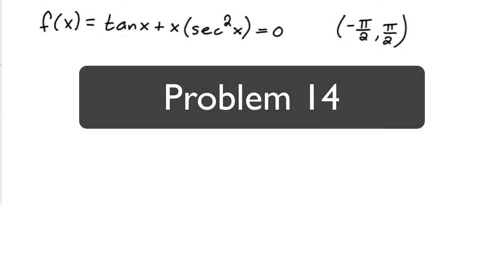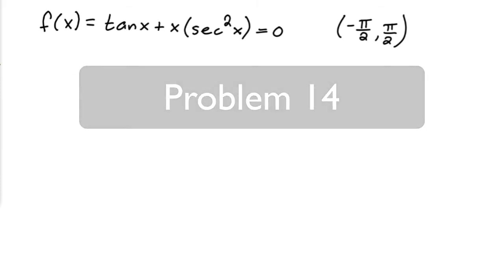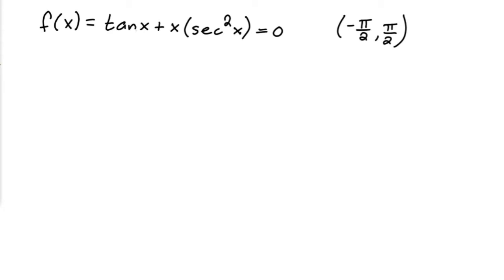Okay, so to solve this, what'll help us is if instead of having it as tangent and secant, I turn it all into sines and cosines. This would make it a little bit easier to solve. So I'm going to do sine of x over cosine x, since tangent is sine of x over cosine x, plus x, and then over secant, which is 1 over cosine. So this is going to be x over cosine squared x equal to 0.